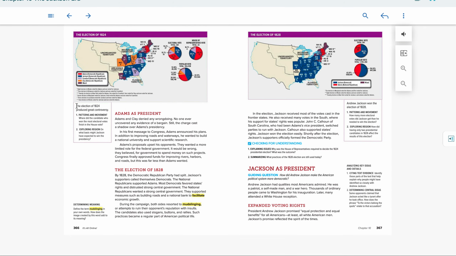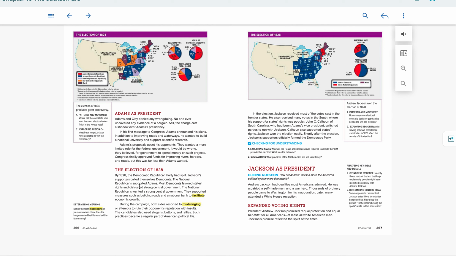So let's take a look at these questions here. The election of 1824 produced great controversy. Patterns in movement. Where did the candidate who won the most electoral votes finish in the House vote? Explore region. On what basis might Jackson have expected to win the presidency? So we're going to take a look over here. Determining meaning. Define the term mudslinging in your own words. How does the image created by this word add to its meaning?